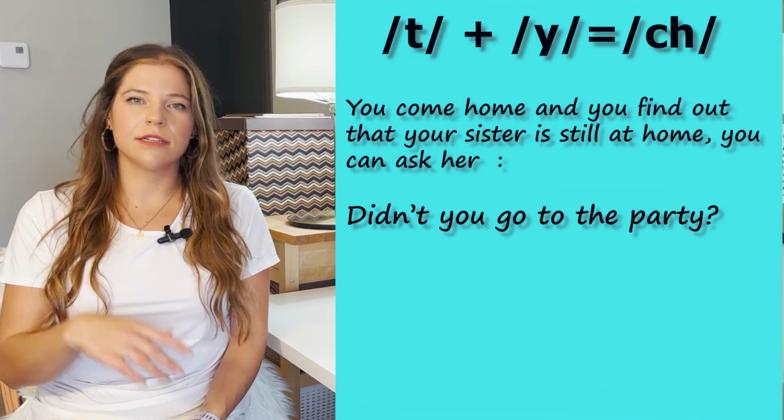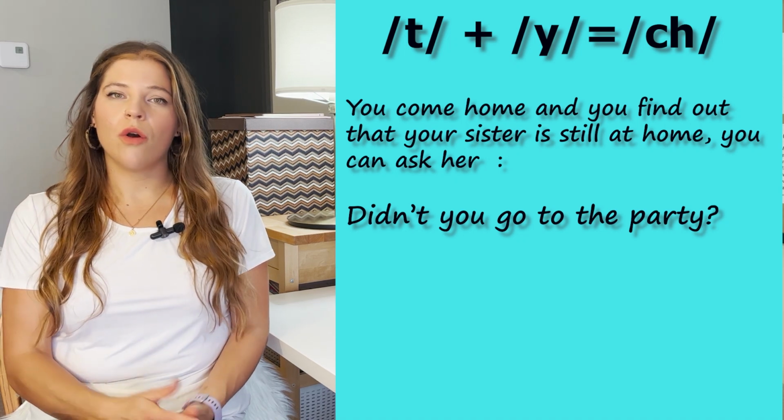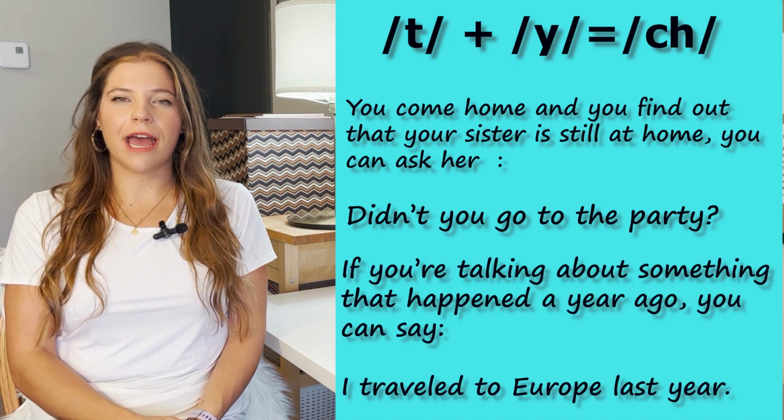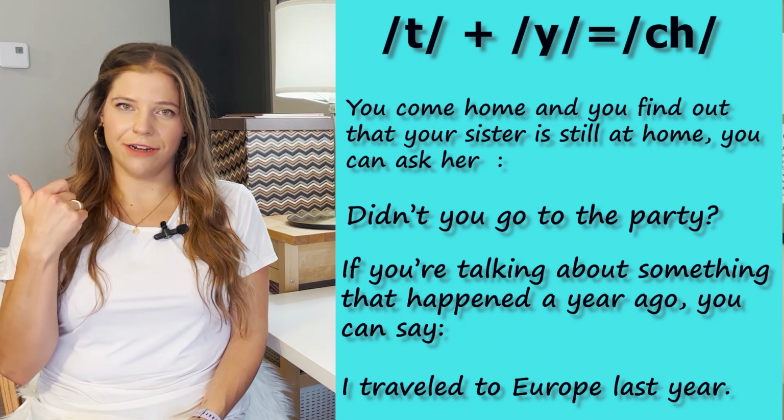Other pairs of letters that sound different when they come together are T and Y. And when they come together, they make the Ch sound. For example, if you come home and you find out that your sister's still at home, you could ask her, "Didn't you go to the party?" Or if you're talking about something that happened a year ago, you could say, "I traveled to Europe last year."